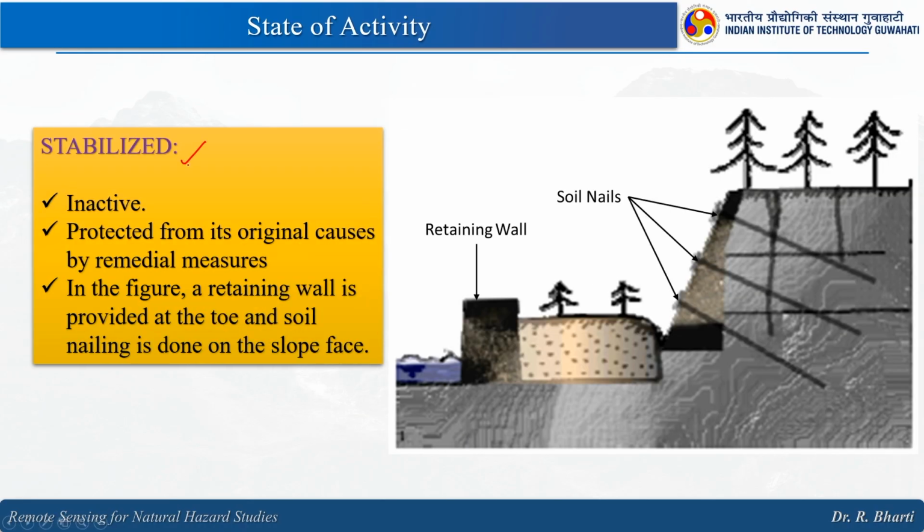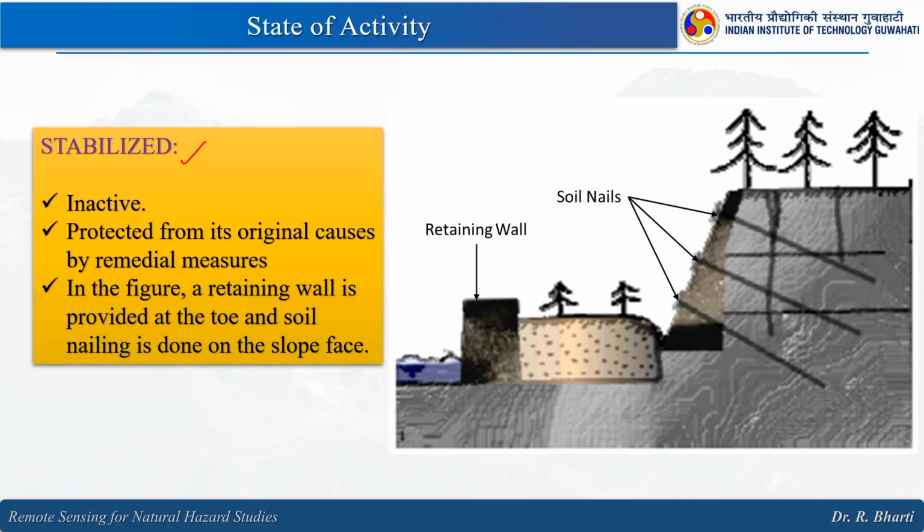Then comes the stabilized. Either it will be naturally stabilized or we stabilize these landslides with some mechanism. When we say stabilized, it is inactive, protected from its original causes by remedial measures. Here you can see a retaining wall is provided at the toe and soil nailing is done on the slope faces. Because of that it is getting stabilized.